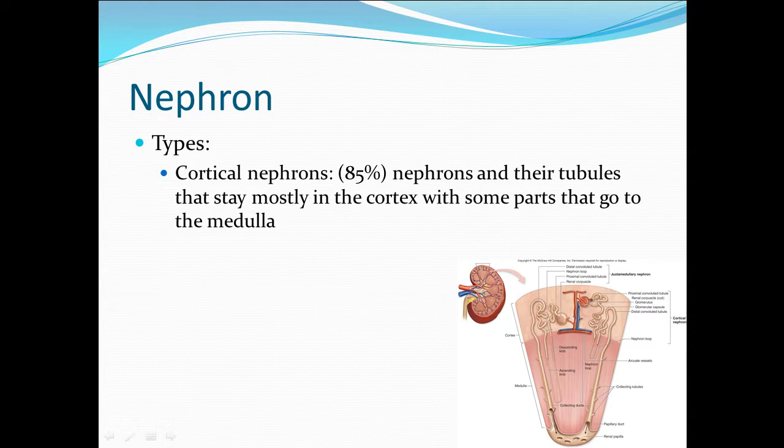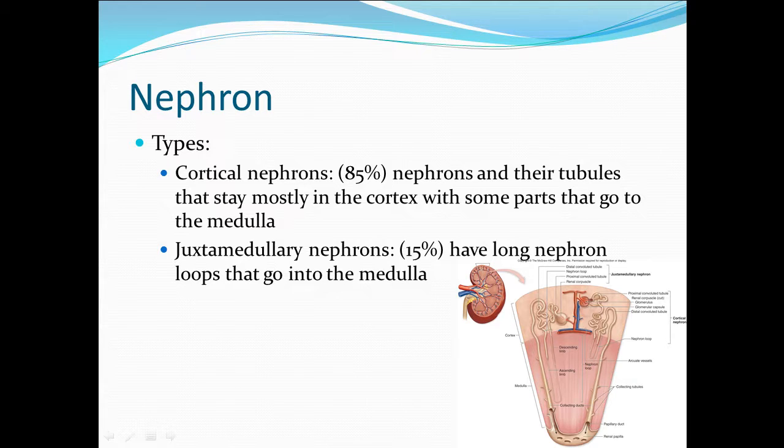There's two types of nephrons. There's the cortical nephrons and the juxtamedullary nephrons. Most of the nephrons are the cortical nephrons. The cortical nephrons have most of it staying in the cortex. And then the juxtamedullary nephrons, these are the nephrons that will actually go, with the nephron loops going into the medulla.